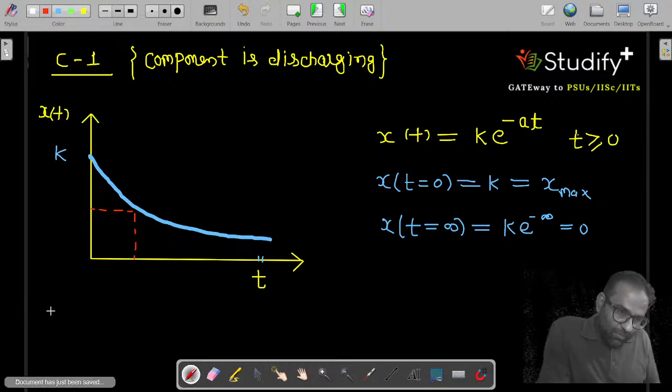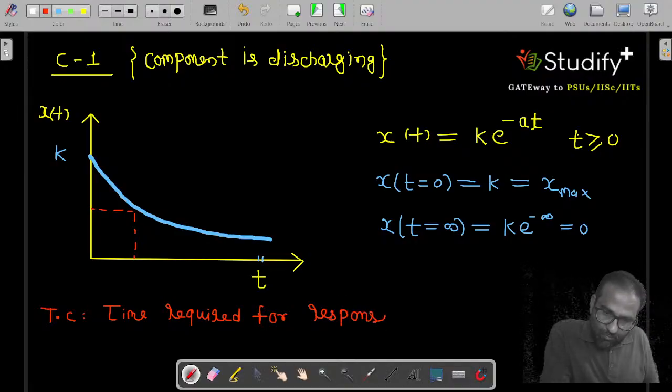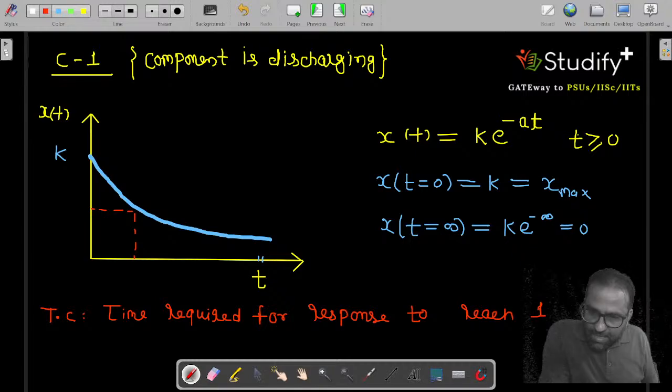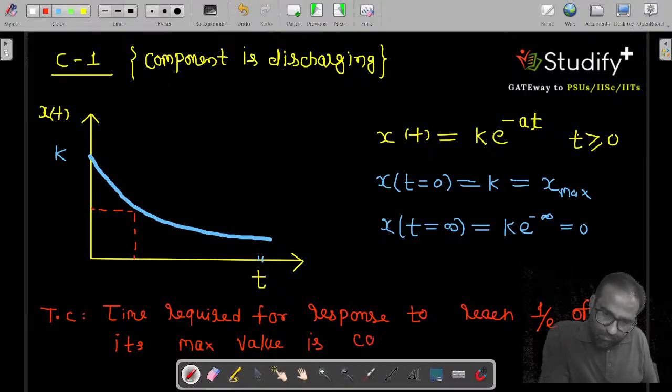How do you define the time constant for a discharging waveform? Time constant: time required for response to reach 1 by e of its maximum value is called time constant.